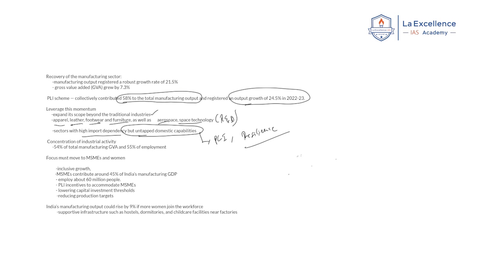But the author mentions certain challenges also. That is the concentration of India's industrial activity. What does it mean? There is a regional imbalance in India's manufacturing activity. The author mentioned that Karnataka, Maharashtra, Gujarat, Tamil Nadu and Uttar Pradesh, just these states, collectively constitute 50% of the total manufacturing gross value added and 55% of the employment. Now, this indicates a regional imbalance.